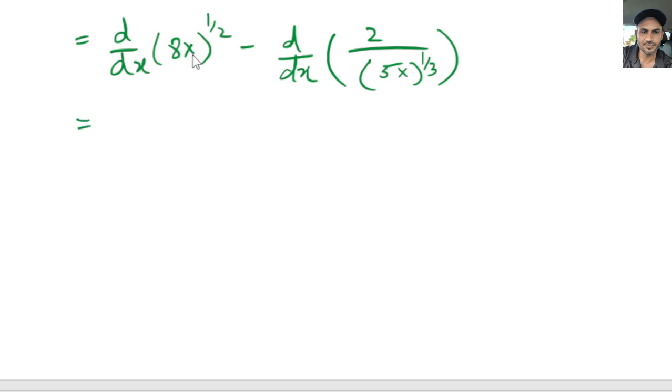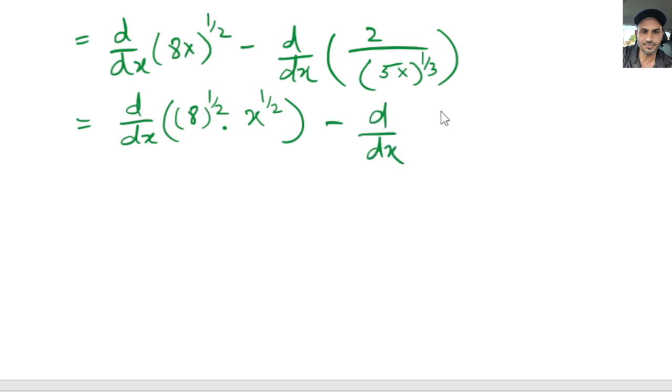Okay, now in the next step, I'm going to separate these quantities inside. When they're multiplying, we can write them separately. So this is 8 to the 1/2 times x to the 1/2. Since they're multiplying and they're raised to the 1/2 power, you can write them individually as a multiplication like this, minus d over dx of 2 over, and you can do the same thing in the denominator, 5 to the 1/3 times x to the 1/3. Okay, and you take the derivative of that.